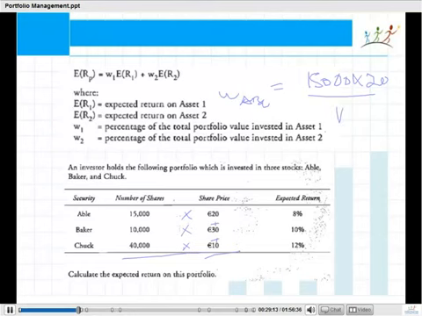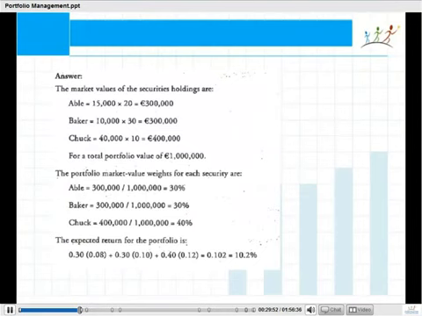So 15,000 into 20 divided by the value of the portfolio will be the weight of A. Similarly, you can compute the weight of B, that will be 10,000 into 30 divided by the total value, and the weight of C, which will be 40,000 into 10 divided by the total value of the portfolio. Once you have the weights, you multiply 8% into the weight of A plus 10% into the weight of B plus 12% into weight of C to compute the expected return of the portfolio.